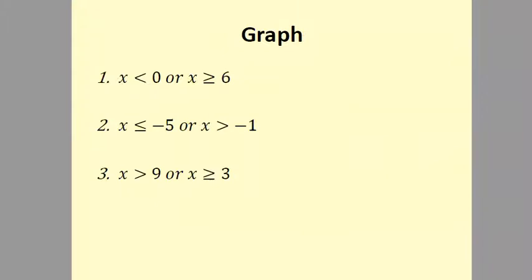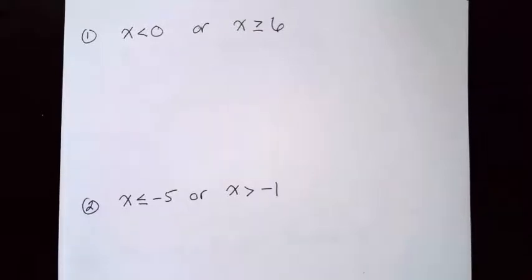All right, so let's begin with the graphing first. So in each of these three examples, the variable x has been isolated, so we don't have to work to isolate the variable at all. We're just looking at the graphing. So three different cases. Let's look at the first one. x is less than 0 or x is greater than or equal to 6.